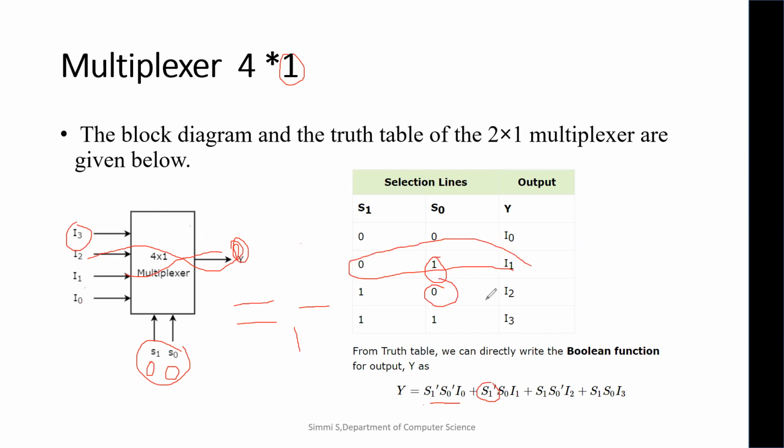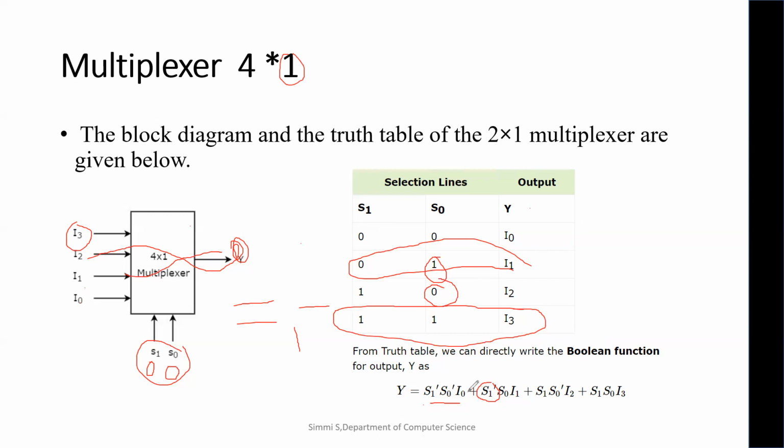Then the next case for the Boolean function for I3. Whenever both S1 and S0 have the value 1, then only I3 is passing through this multiplexer. So from this, we got the Boolean function as Y is equal to S1 dash S0 dash I0 plus S1 dash S0 I1 plus S1 S0 dash I2 plus S1 S0 I3. Okay, this is how we can create the Boolean function. From this, we can develop the circuit diagram.